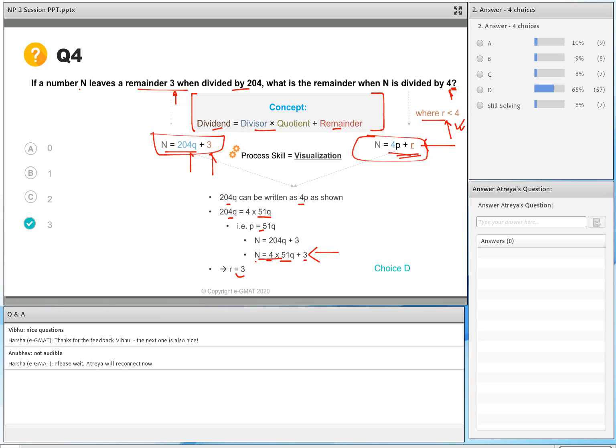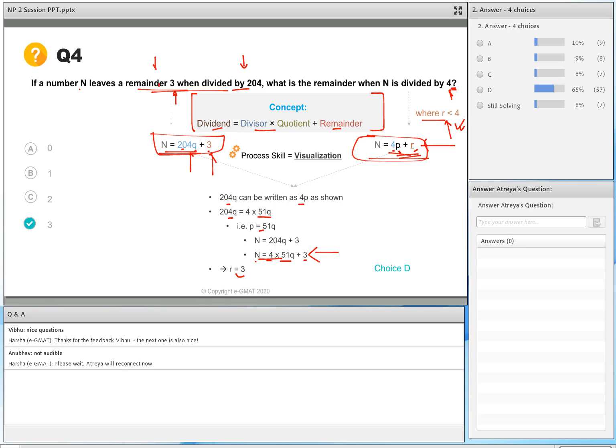I'm going to very quickly recap this for all of you. So first thing, I'm going to write n from both perspectives. One is what's given in my question: it's given that I get a remainder of 3 when divided by 204. So n is equal to divisor times the quotient that I've assumed as q, plus 3. n is also equal to 4, which is the divisor, times p, which is the quotient I've assumed, plus r, where r is less than 4.